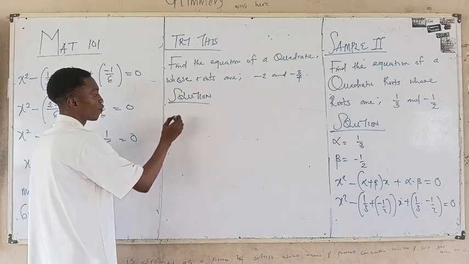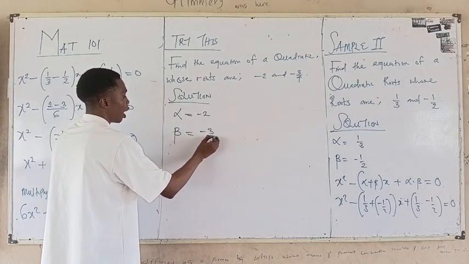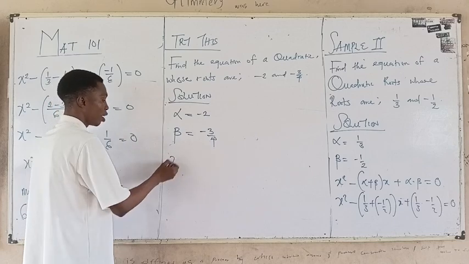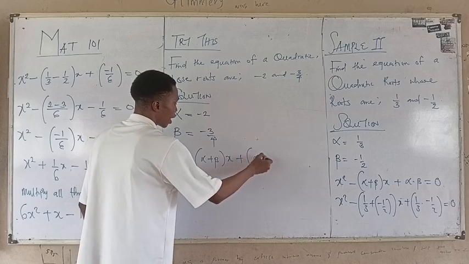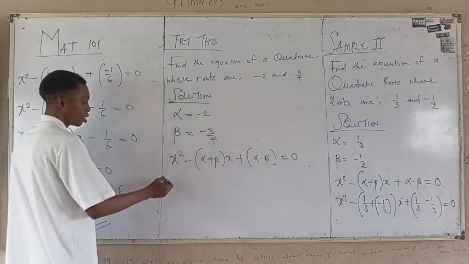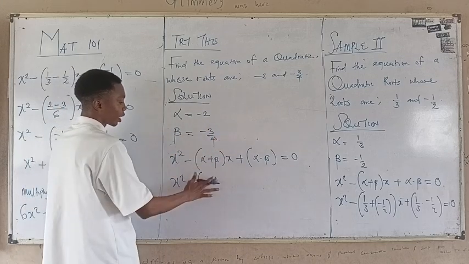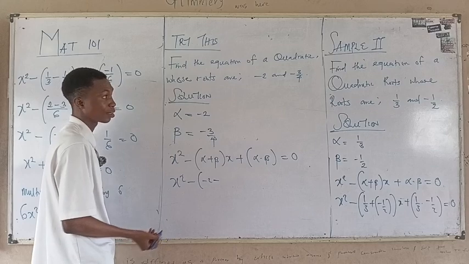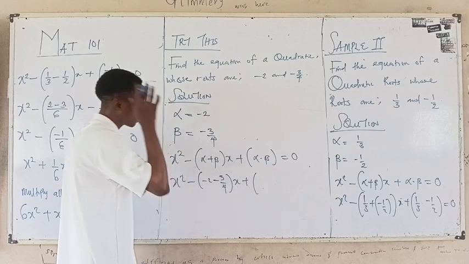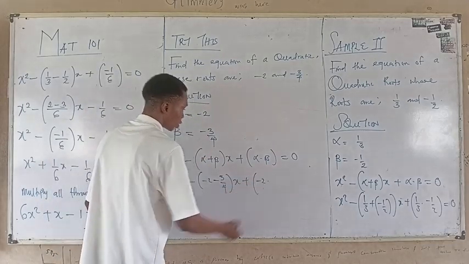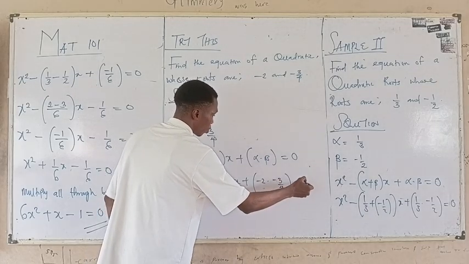I told you that the first root you call alpha, and that's minus 2. The second root you call beta, and that's minus 3 over 4. What's the formula, everybody? x squared minus alpha plus beta x plus alpha dot beta equals to 0. So that means any place I have alpha, I'll put minus 2, plus, automatically here will be minus 3 over 4, because there's a minus sign here already. Then we have x plus alpha dot beta, minus 2 dot minus 3 over 4, closing it, equals to 0.